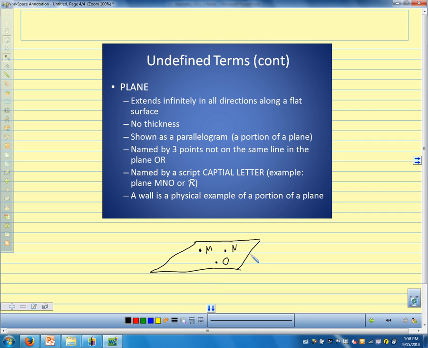So this is our picture of a plane, and we say that points M, N, and O are on the plane or in the plane. And we name it by the 3 points in the plane that aren't on the same line. Our 3 points can't be on the same line. So I would call this plane M, N, O.